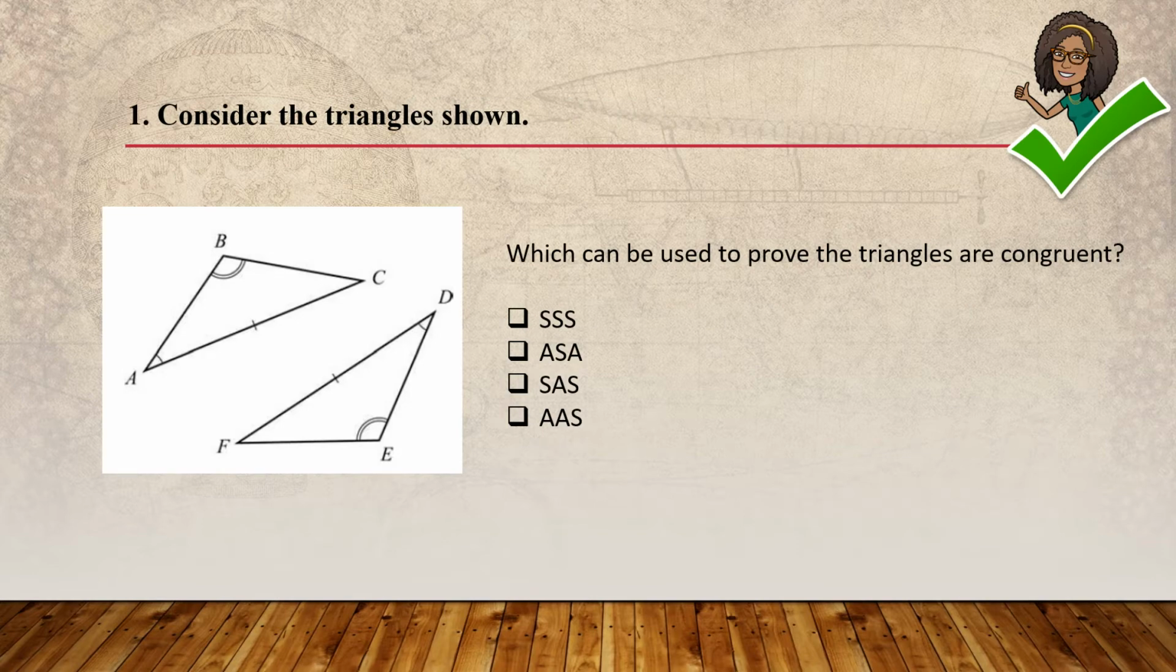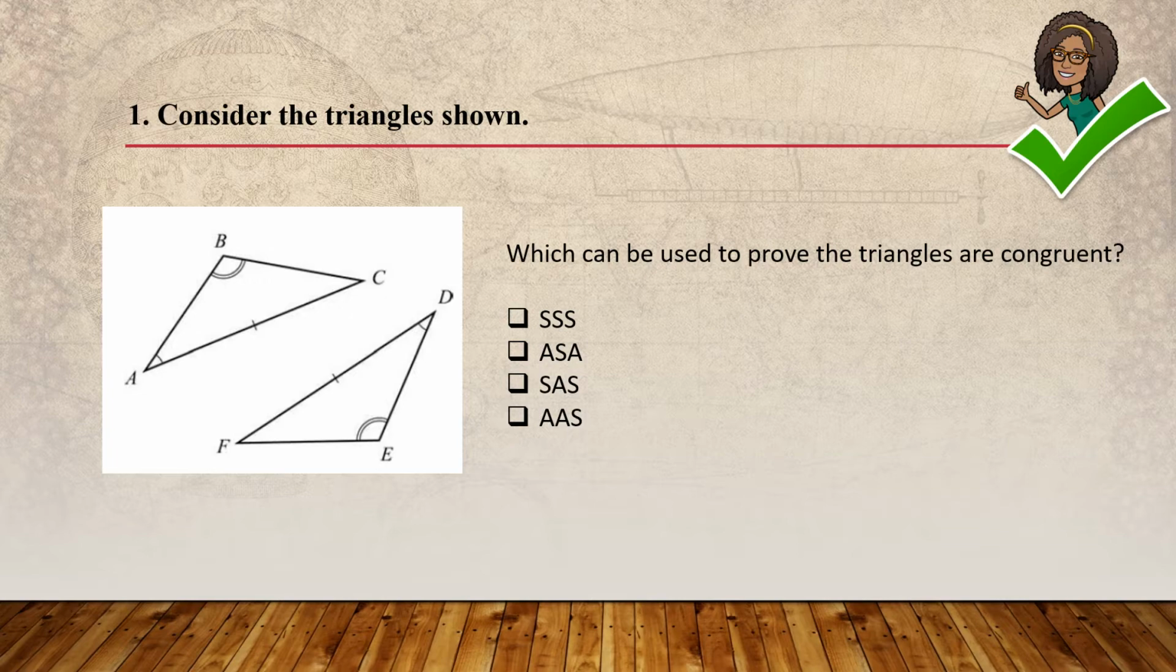All right, so let's see how well you did in those problems. We have the first question that says, consider the triangles shown and which can be used to prove the triangles are congruent. So remember, when we're talking about triangle congruency, we are looking at what options have been given to us in the 2 triangles. We already know that 2 triangles are congruent if they have corresponding sides and angles that show to be congruent as well. So one of these 4 triangle congruency theorems shows to be congruent.